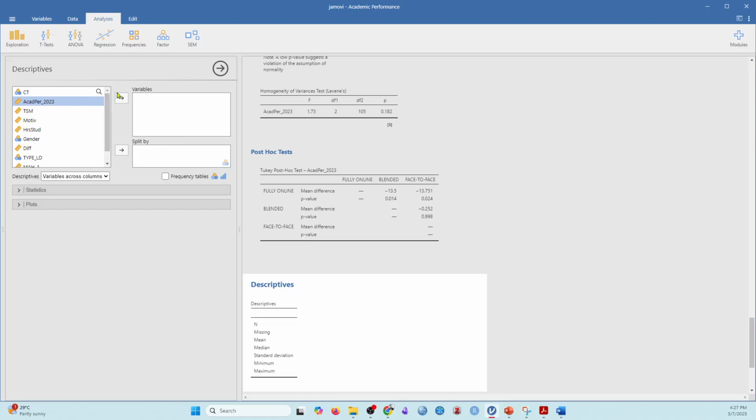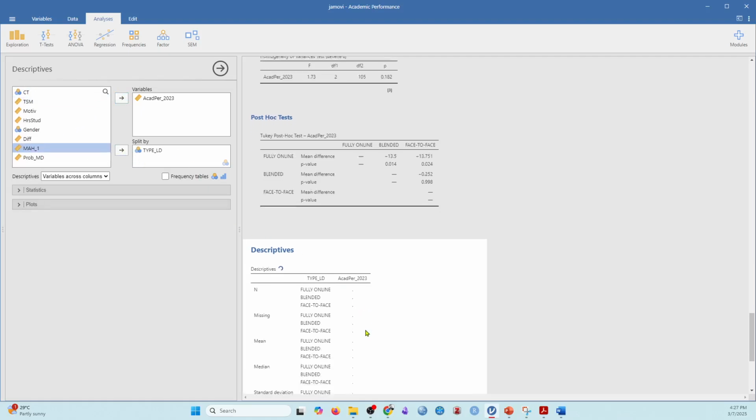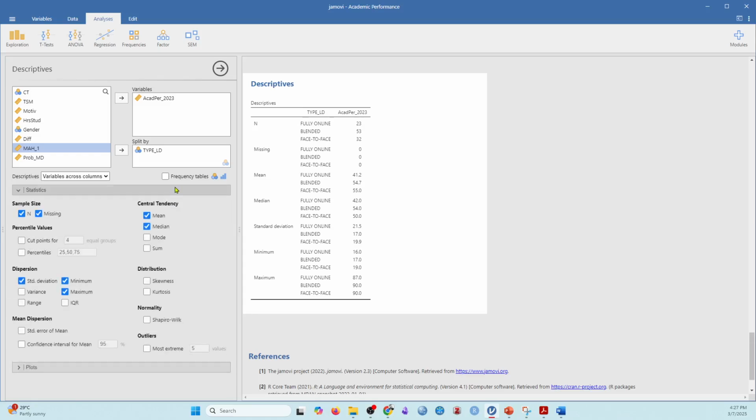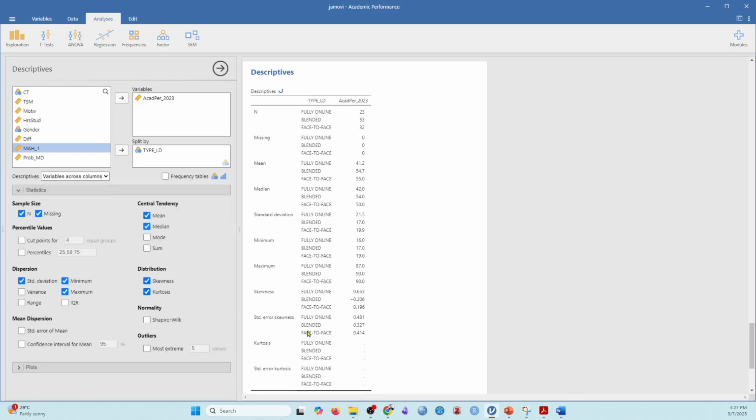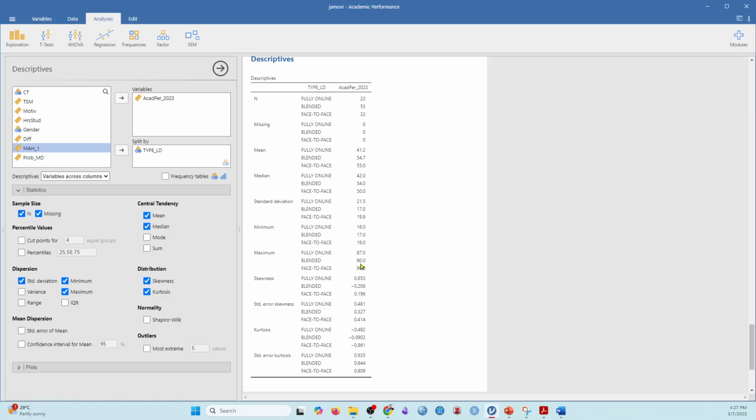So let's look at the skewness and kurtosis, so ACAD performance. And we could also split by a group so that we get it for each group. And now we also need to select skewness and kurtosis, so that's what we'll select. And what do we find? The skewness and kurtosis values. So we see skewness values 0.653, minus 0.06, 0.196. Kurtosis values minus 0.492, minus 0.09, minus 0.86.